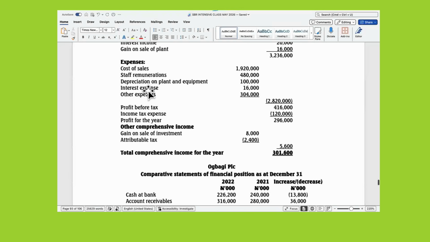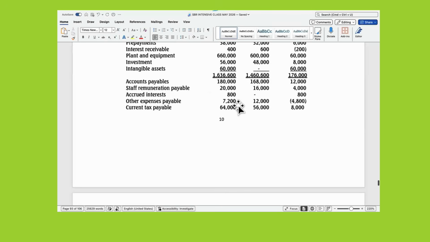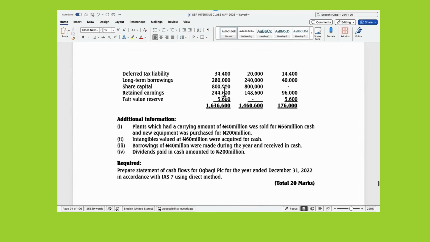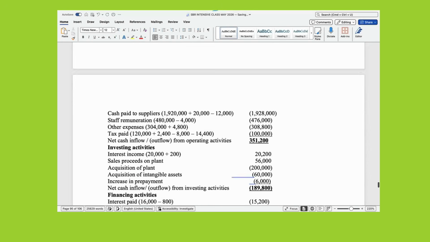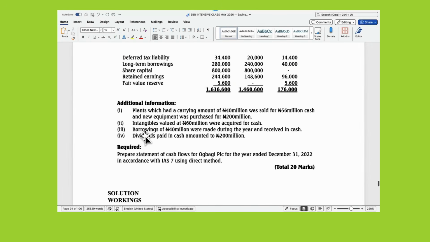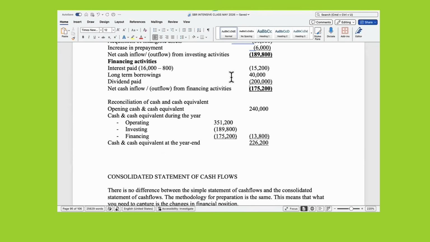For financing, the interest expense of 16,000, I will check if I have any accrued interest. Yes, I have, of 800 this year. I will take that away from the 16,000 so that I can have what I paid. So there was increase in borrowings and there was dividend paid of 200. They told us that we paid a dividend of 200, which I can get as balancing figure in my retained earnings too, just like I taught you already. So all these other ones are similar, just the movements. Then you do your reconciliation of cash and cash equivalents, and that's it.